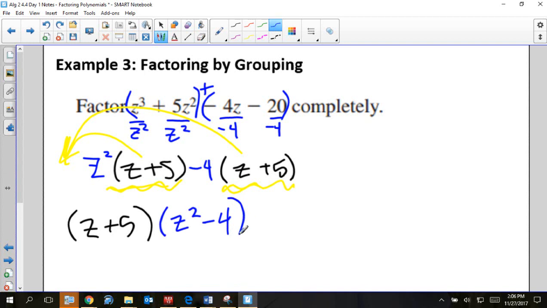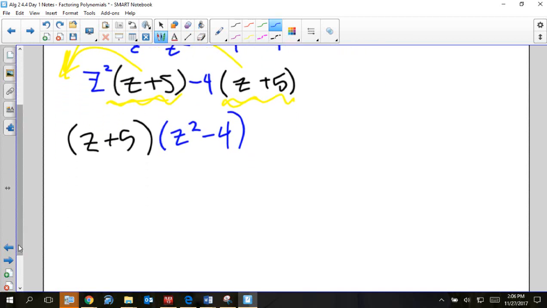And then I say, am I done factoring? So z plus 5, z is to the first power. I know that's done. Then I go to z squared minus 4. That is not first power. It might factor further. So we look on our first page.